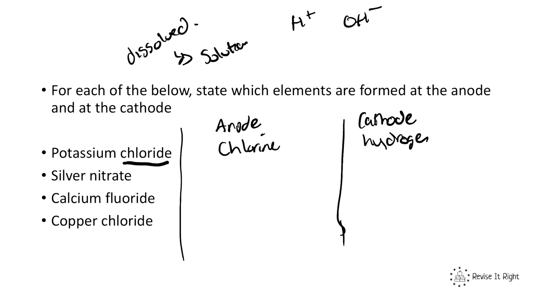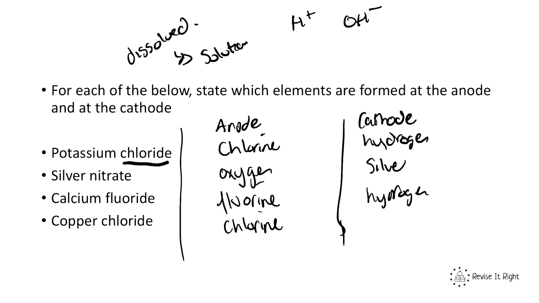Silver nitrate, okay, silver. So nitrate is not a halide, therefore oxygen will be produced at the anode. Silver is not more reactive than hydrogen, and therefore silver will form. Calcium fluoride. Fluorine is a halogen, so it will be produced at the anode. And calcium is more reactive than hydrogen, so hydrogen will be produced. Okay, and finally copper chloride. Chlorine is a halogen, therefore chlorine will be produced. And copper is not more reactive than hydrogen, so that means copper will be produced.